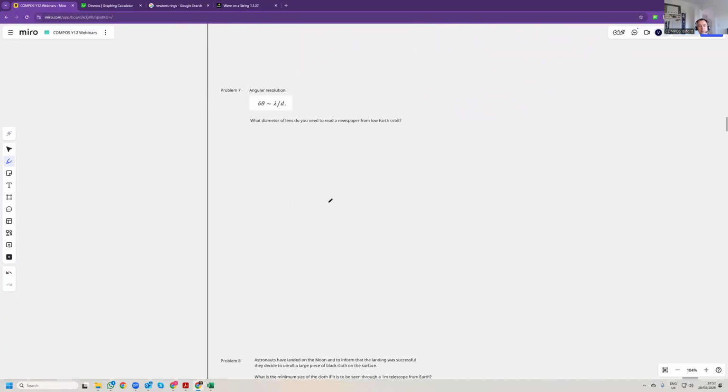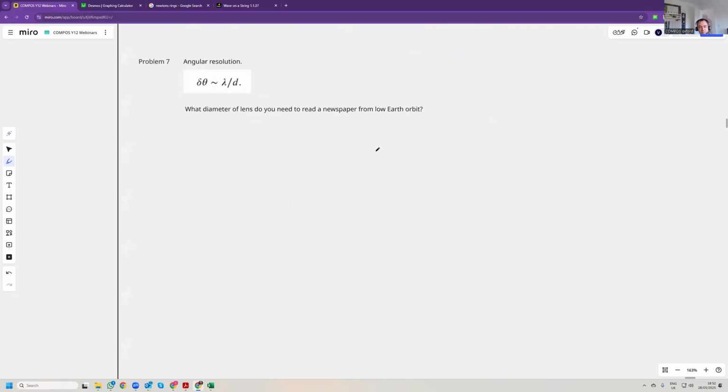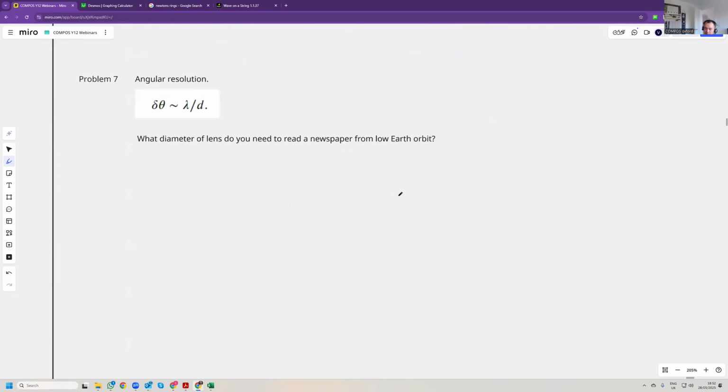And finally, two very similar questions, and it's about angular resolution. When light comes through an aperture or an opening, it diffracts. So if you have an opening of size d, the size of your aperture, and let's say you have a distant object like a star, and this is a screen.